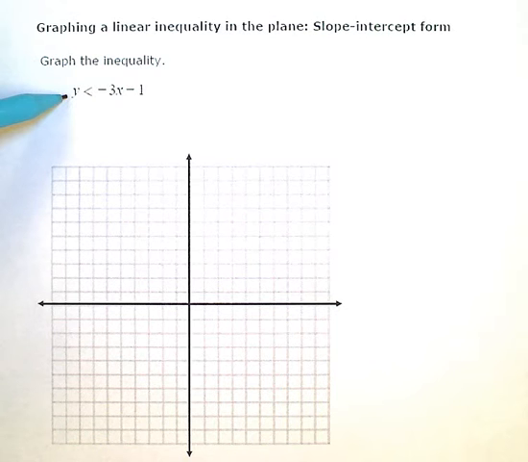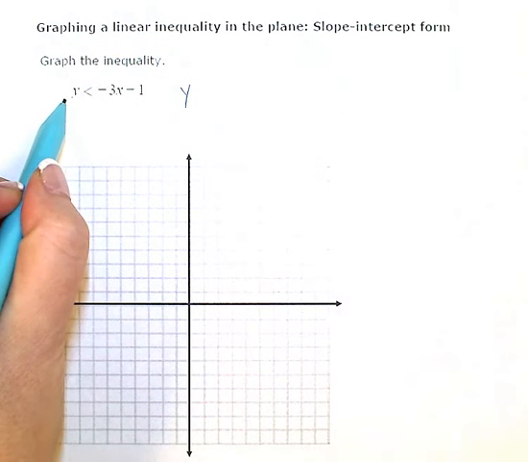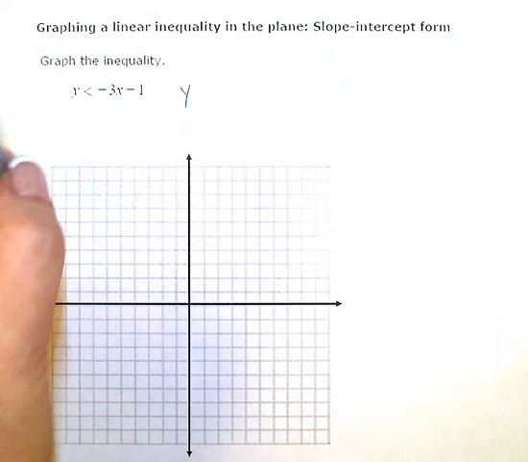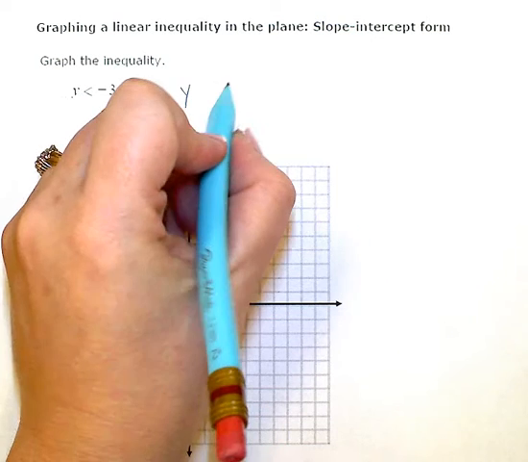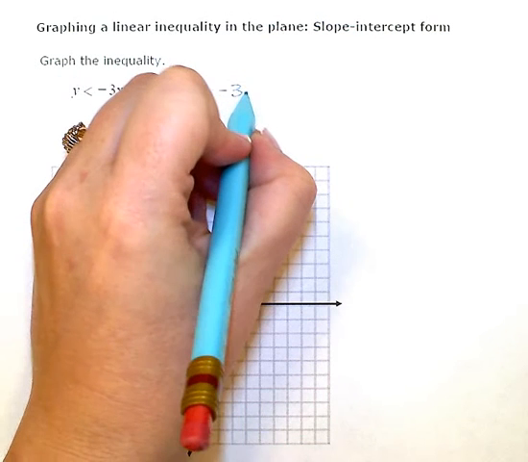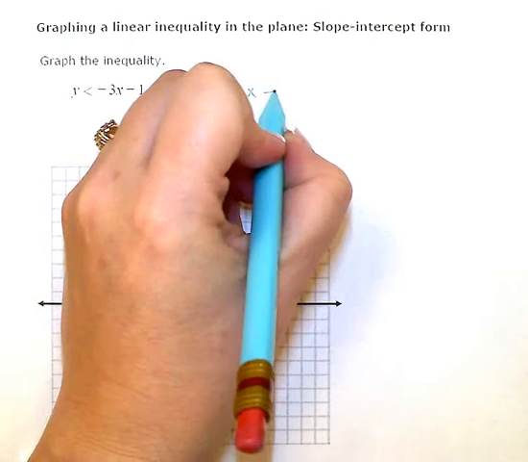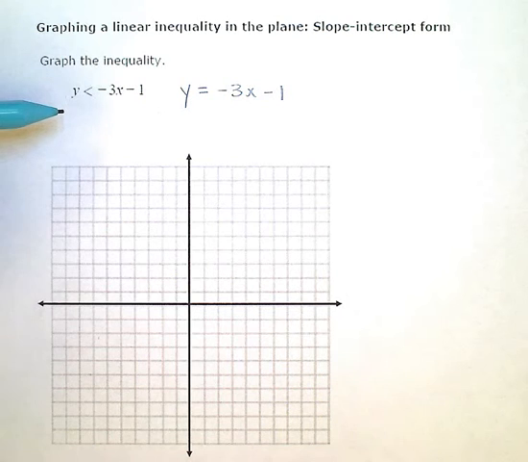Because when I graph inequalities in the plane, I know I'm going to be shading to one side or the other. So I need my boundary line. And my boundary line is going to be the corresponding equation to this inequality, so I'm going to swap out that inequality sign with just a plain old equals momentarily. So I'm going to graph y equals negative 3x minus 1 as my boundary line.